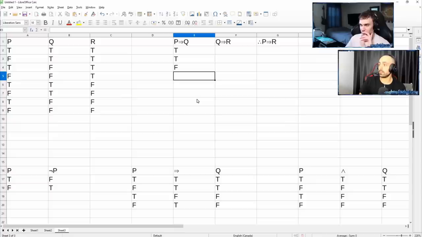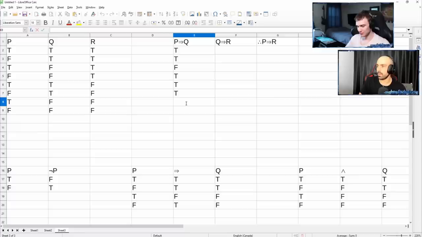True. What about the next one? There's another one? Yeah, because we have three variables, so we need way more rows to capture all the truth values. There's no escape. Okay, this would be true as well. Next. This would be true too. Next.